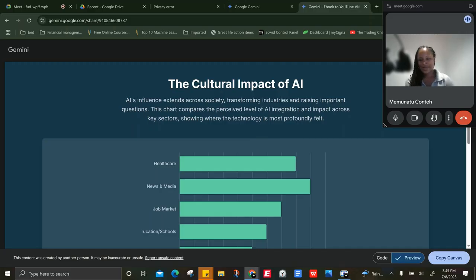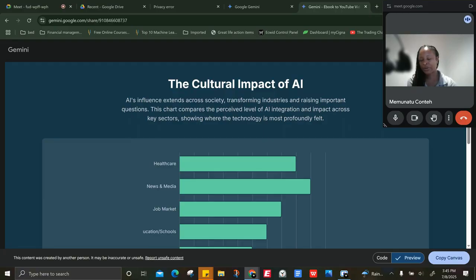So, AI and the cultural impact that it has. That's what we're going to talk about right now, right? AI and the cultural impacts. Actually, let me bring it back down just really, really quick before I get to the cultural impacts.